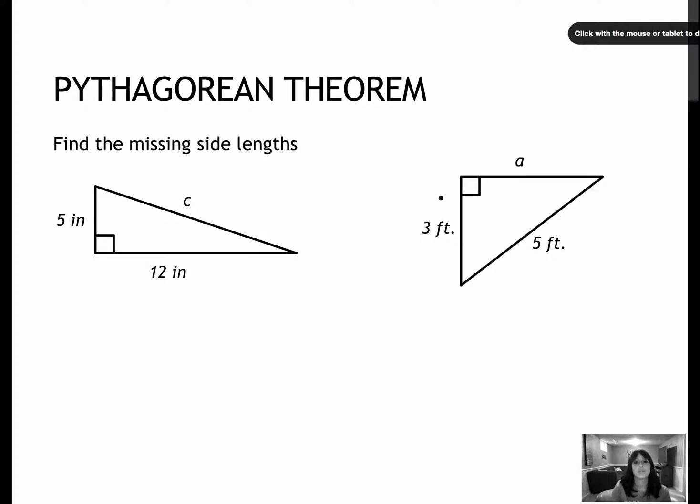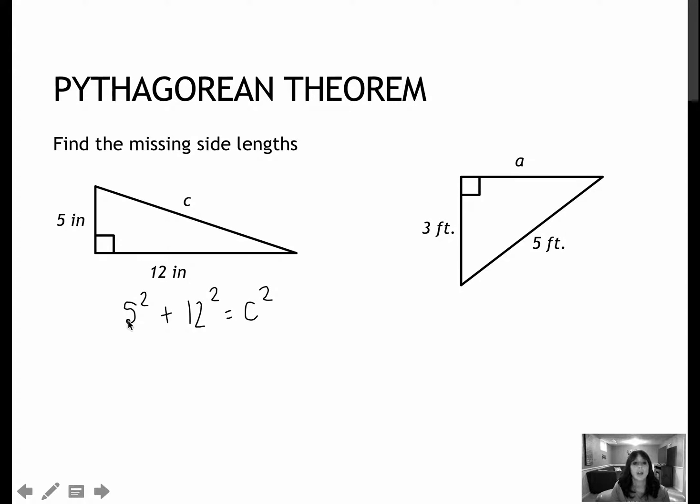So for my first one, I've got the measure of the two legs. The two that make the 90-degree angle always have to be a and b. So I'm going to say 5 squared plus 12 squared equals c squared. I'll square 5 to get 25. Remember, that's 5 times 5, not 5 times 2. 12 squared would be 144, and I can't really do anything with c squared yet. 25 and 144, the sum is 169.